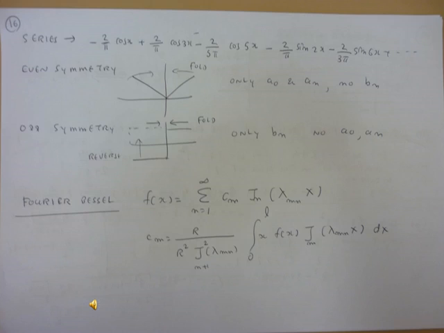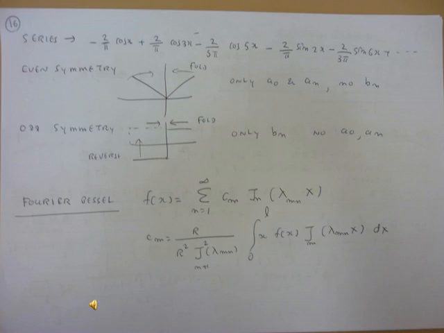When the quadrant 3 value is an inverse, and you can fold it exactly with the quadrant 1 value, that will be the even symmetry. This is the odd symmetry. So in the odd symmetry, only the bn value is present, no a0 and an value.